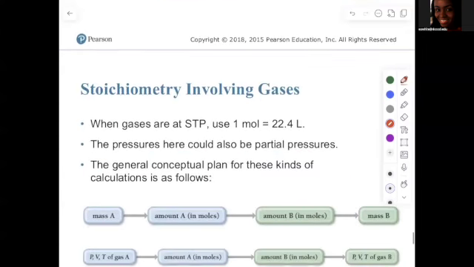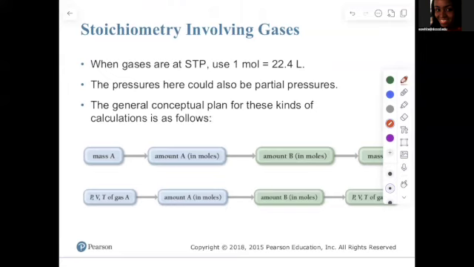Okay, so I'm going to move on from here. Now we're looking at stoichiometry.